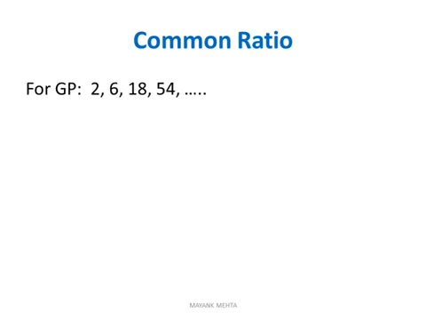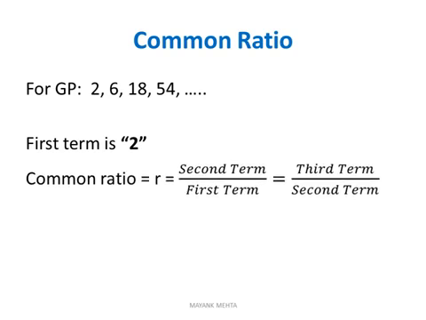So how will you find the common ratio? For GP 2, 6, 18, 54, the first term is 2 and the common ratio is the second term divided by the first term. You can also find the third term divided by the second term. So the common ratio is 6 divided by 2, that is 3. In a GP you need to find two things: the first term, that is A, and the common ratio, that is R.